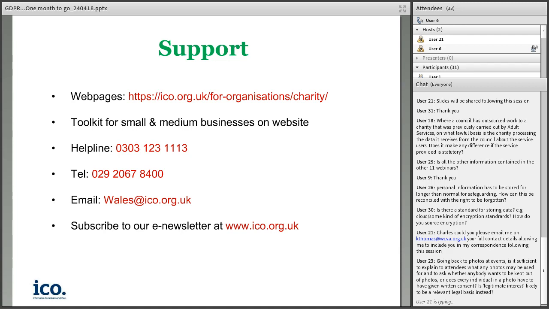Thanks, Bethan. Hopefully that's helped, Alana. So down to Sarah and Joe. Is there a standard for storing data, e.g. cloud, some kind of encryption standards? How do you source encryption?